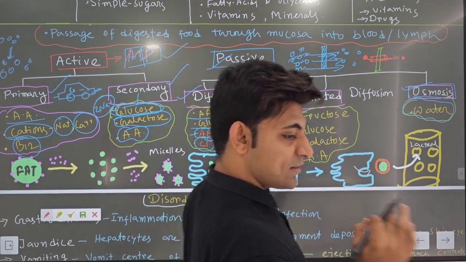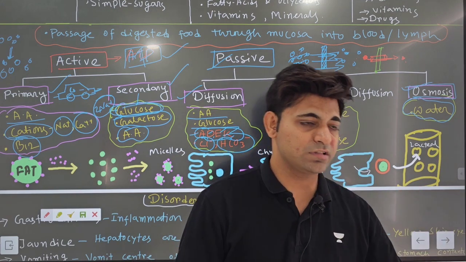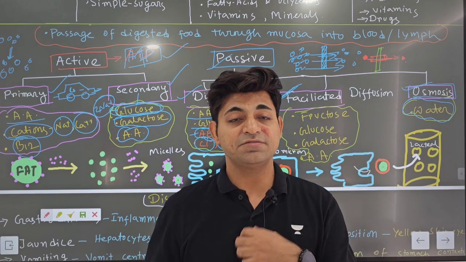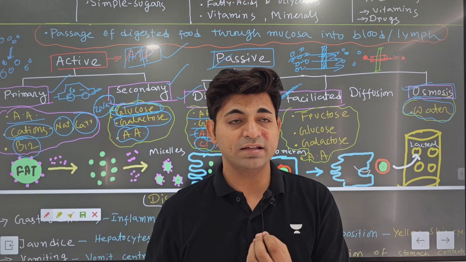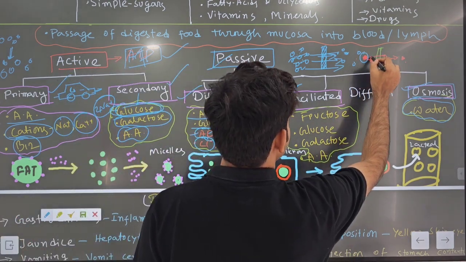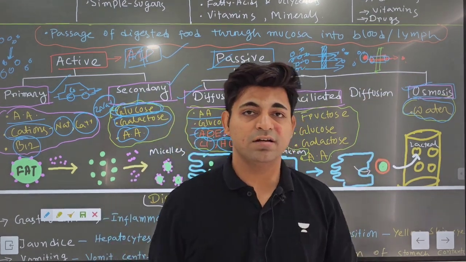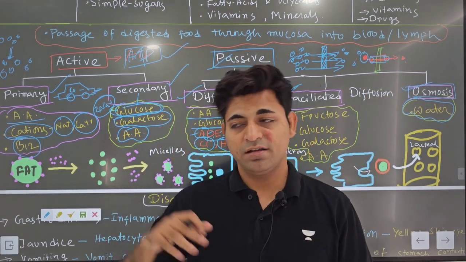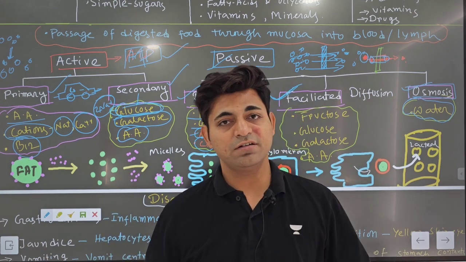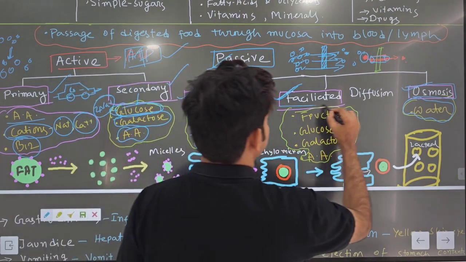So when the normal diffusion process is going on, particles are moving from high concentration to low concentration, but that is facilitated, meaning here particles are getting one extra advantage, the advantage of a carrier protein. So that is going faster with the help of a carrier protein. When normal diffusion is going on, this is advantageous, so we call it facilitated diffusion.